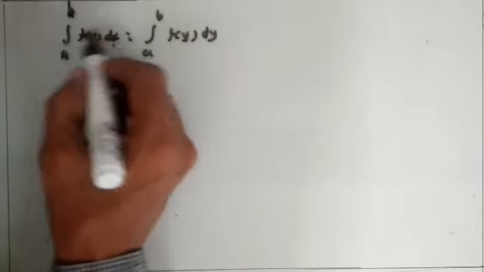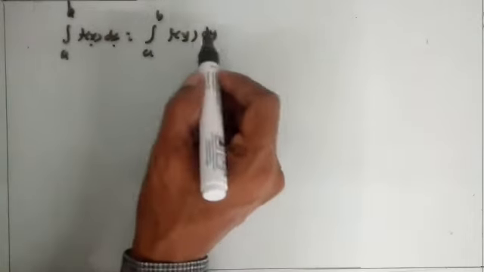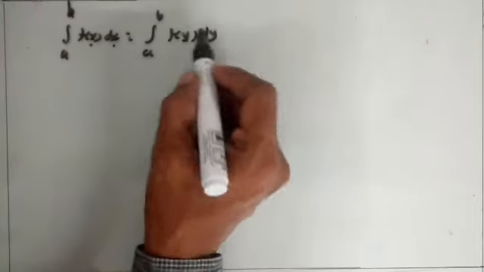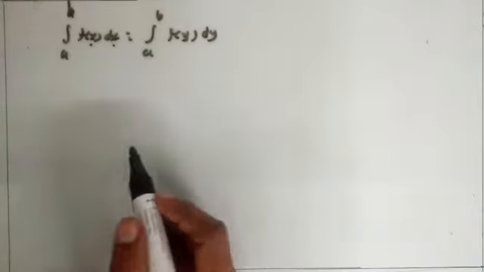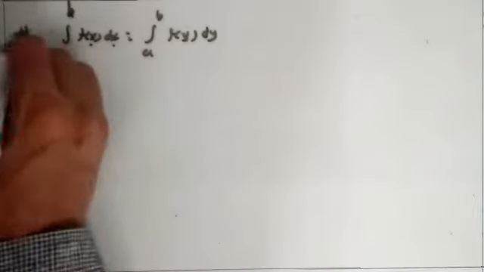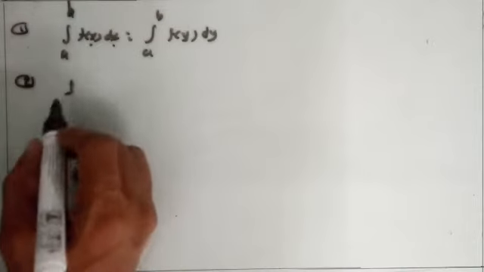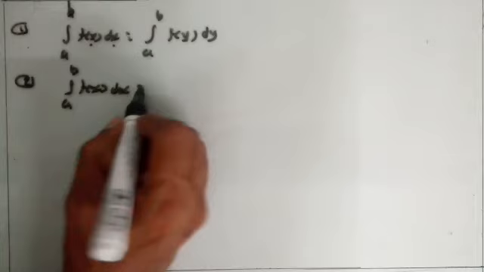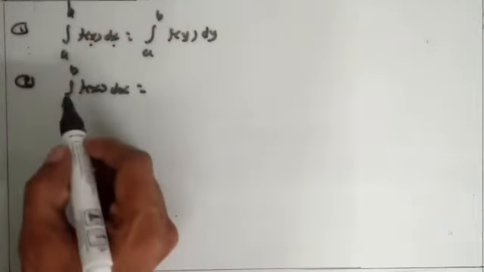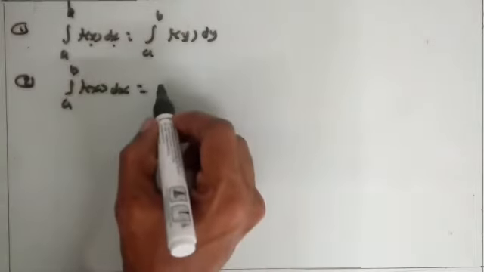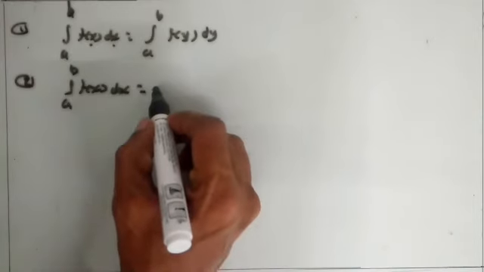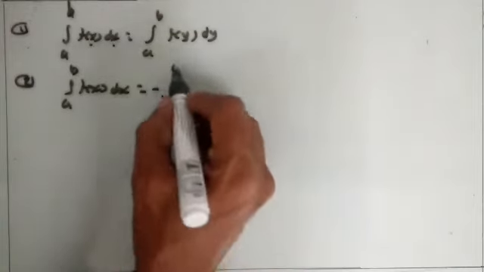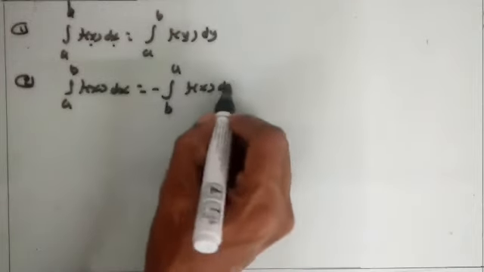Integration a to b f(x) dx is equal to a to b f(y) dy is equal to a to b f(t) dt or a to b f(theta) d theta. Take any variable. Now second property, integration a to b f(x) dx is equal to, if we change the limit of this definite integration, then the value of this integration becomes the additive inverse, that is minus b to a f(x) dx.